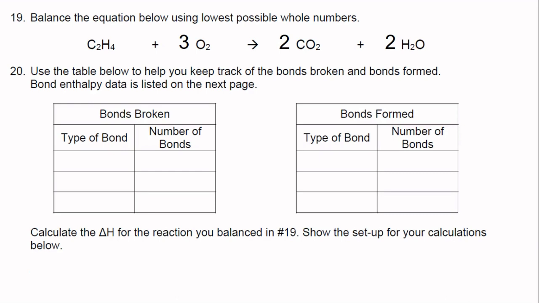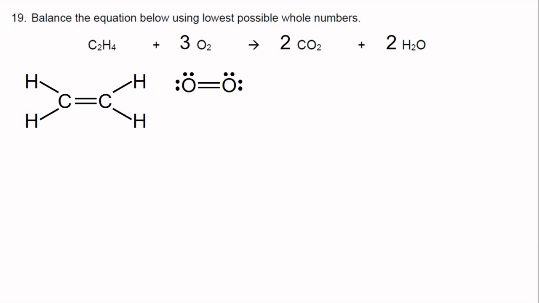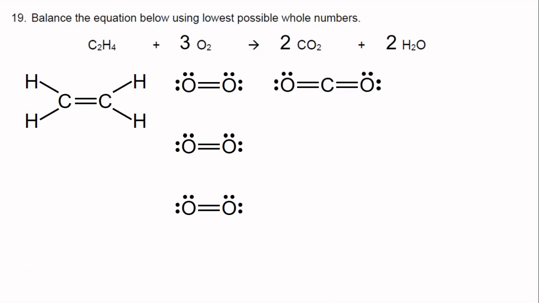Let's go ahead and draw out what these molecules look like to make sure we have single or double bonds, whatever it happens to be. C2H4 is going to contain single bonds and one double bond between the carbons. So I have only one of those molecules. Oxygen happens to be a double bond between the oxygens, and I have 3 of those molecules. For carbon dioxide, it's going to be 2 C=O double bonds per molecule, and I have 2 carbon dioxide molecules. And then finally I have 2 water molecules.